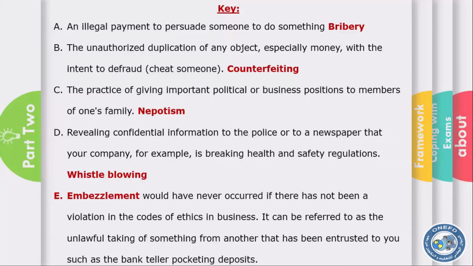E, embezzlement would never have occurred if there had not been a violation of the codes of ethics in business. It can be referred to as the unlawful taking of something from another that has been entrusted to you, such as a bank teller pocketing deposits. For example, let's suppose that you have a bank. Would it be nice to have a bank? And people come and put their money in the bank. And since you are not an honest person, you would steal the money of these people and take it as your own. So we call this embezzlement.